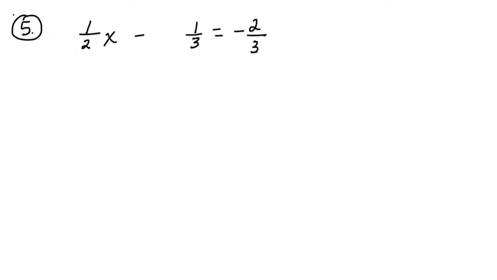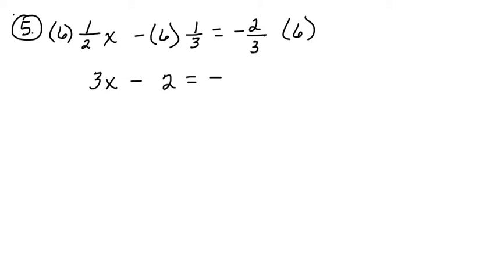Okay, problem 5, my least common denominator, or the smallest number that 2 and 3 can go into, is 6. So every term gets multiplied by 6. Half of 6 is 3. The second part here I get 2. And on this last part, I have a positive times the negative, which is negative. And remember, 3 goes into 6 2 times. 2 times 2 is 4. So I have negative 4 on the right-hand side. So now a basic two-step equation. Add 2 to both sides and divide by 3.